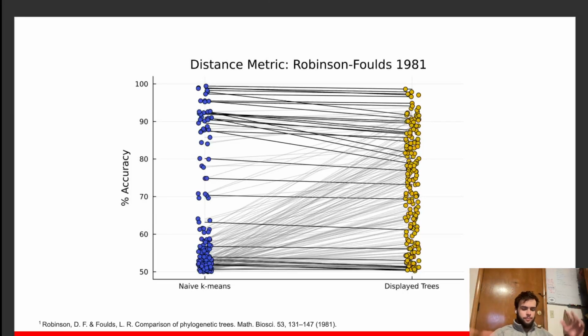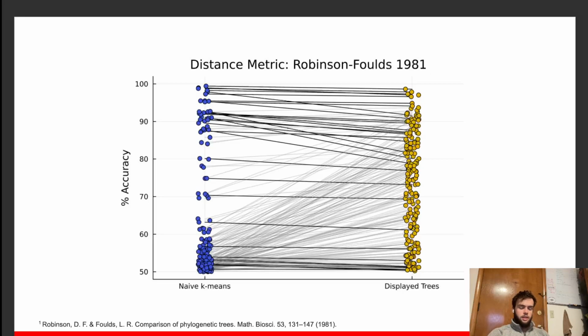So on the left here, this stack of points is using this naive k-means algorithm, whereas the stack of points on the right is using the previously described displayed trees algorithm. The dark and bold black lines connect different runs to one another. So the same 200 networks were used with each algorithm, and the lines connect runs of the respective algorithms that were run with the same network.